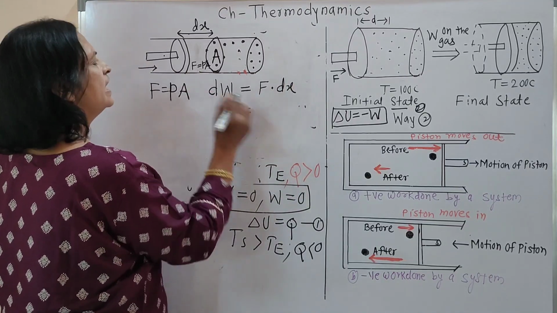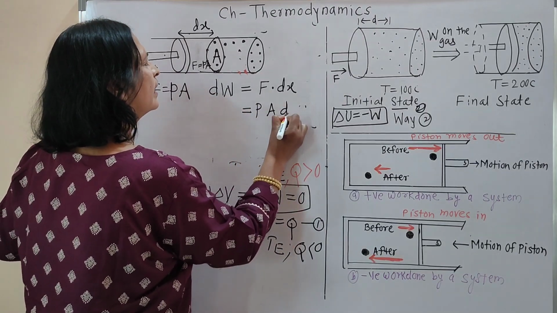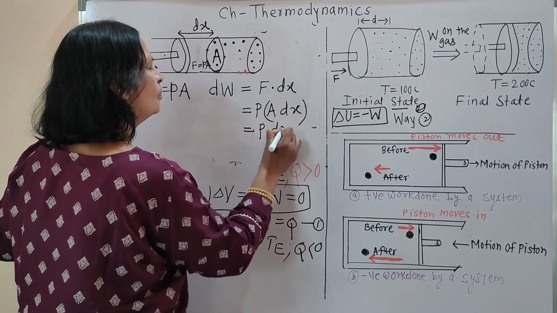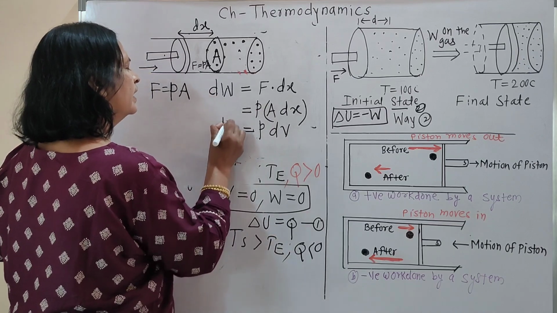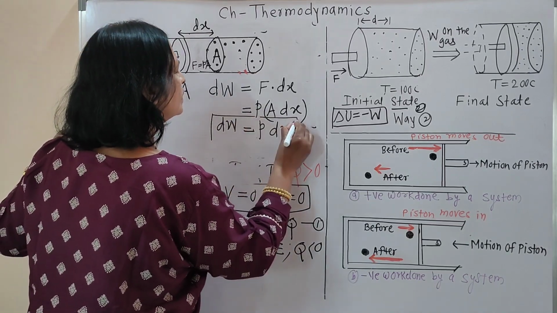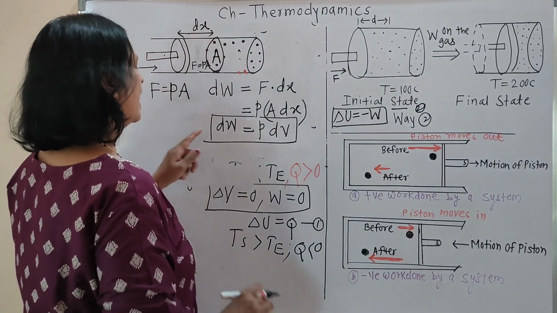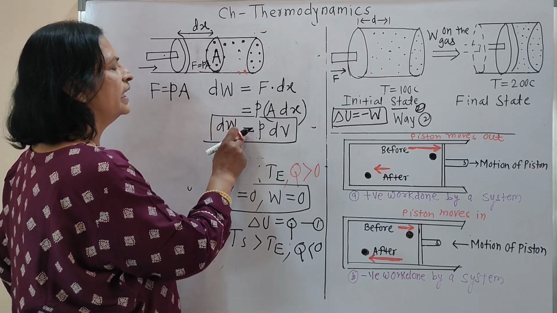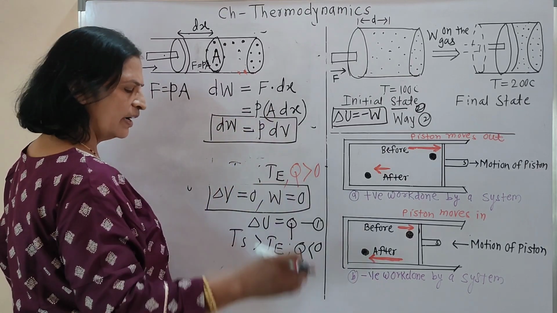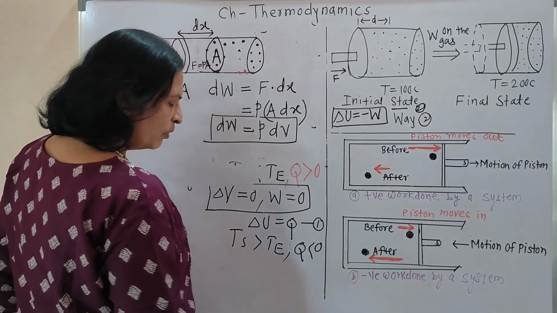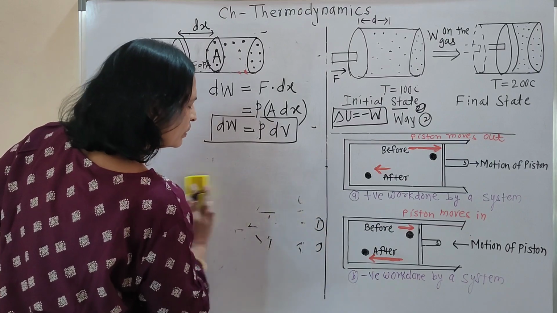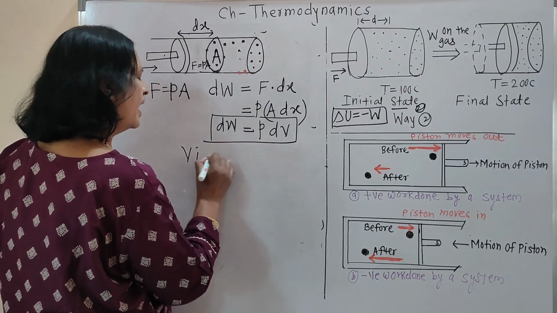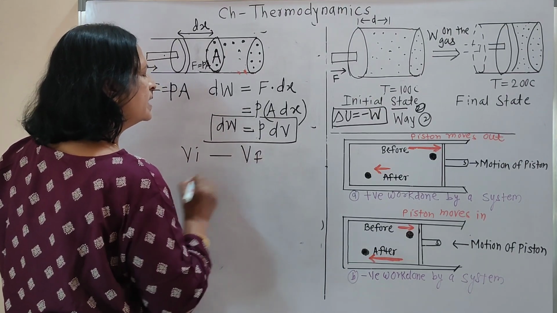The value of F is equal to P into A, and area into displacement is nothing but the change in volume. Therefore, when we displace this piston through distance dx, a small work done is there, and that work done is dW, and dW is equal to P into delta V. Now when the volume goes on changing from value Vi to Vf, Vi is the initial volume and Vf is the final volume.